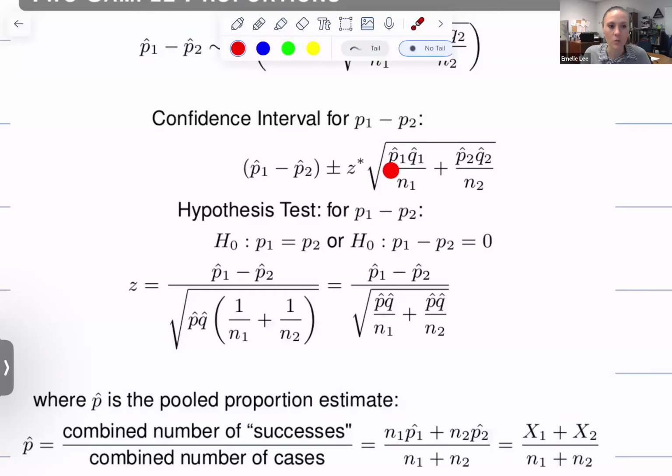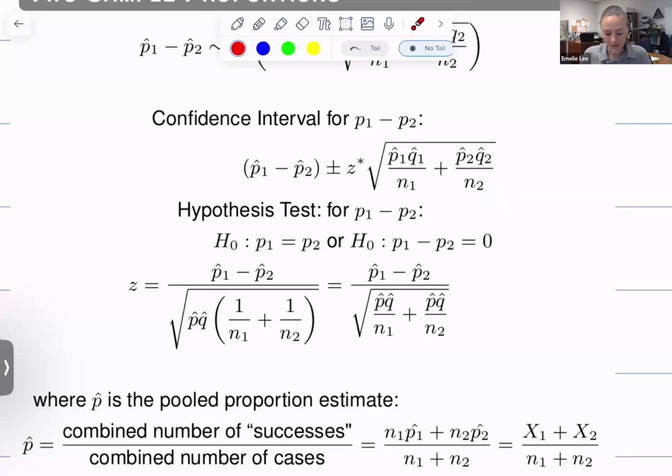And from the question, we have P1 hat, which means we have Q1 hat, which is 1 minus P1 hat, over N1, plus P2 hat Q2 hat over N2. Be careful that when you do this calculation, you find these two chunks individually, add them up, and then take the square root. That's going to take a little bit of practice, but notice we're actually familiar with all these components. It's just that now we have two groups to deal with.